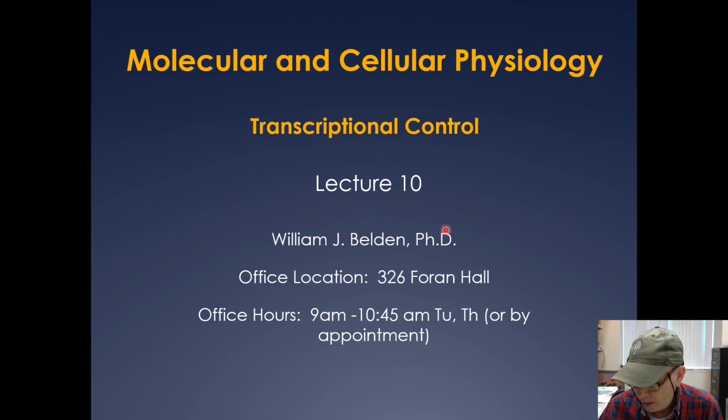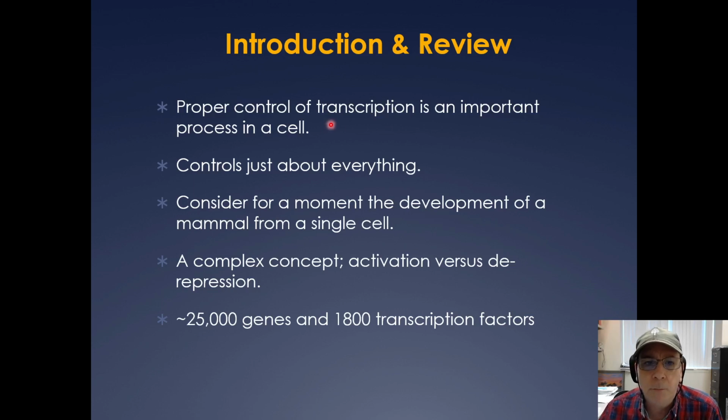will come into play. So for just a little background, proper control of transcription is really one of the most important parts of cell biology. And it controls just about everything. And if you want to take the 10,000-foot view of this, consider for a moment the development of a fertilized egg in a mammal, and how it's basically a single cell where you're getting DNA from both the mother and the father, and how that actually leads to development of you with all of your different cell types and all of these cells doing different functions. And it does that with basically only about 25,000 genes and 1,800 transcription factors.